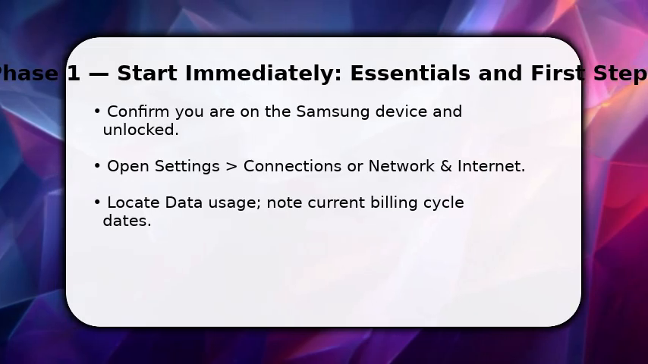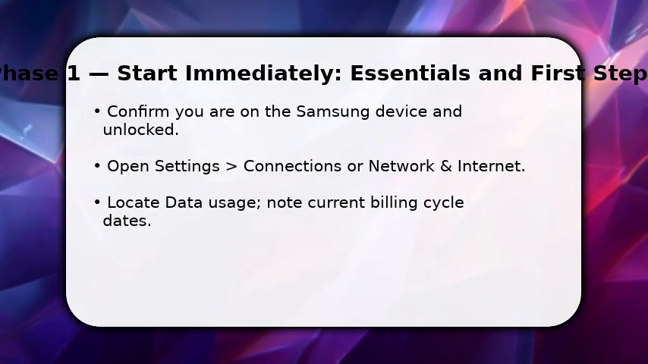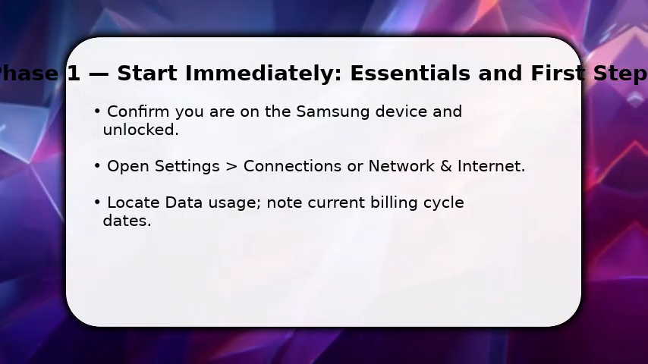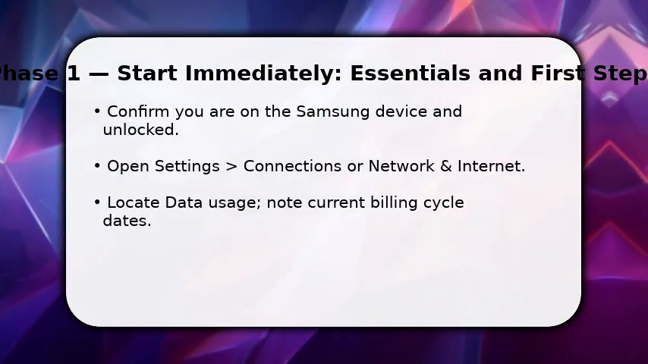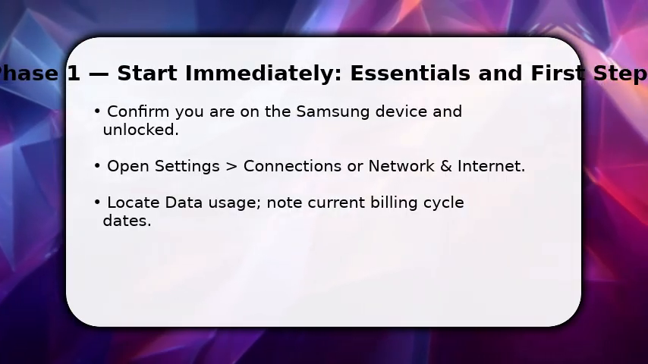Enjoy the video. You start by confirming the phone is unlocked and you're ready to act. Open Settings now, go to Connections or Network and Internet depending on your model. Once there, tap Data Usage to see the overview and your billing cycle dates.